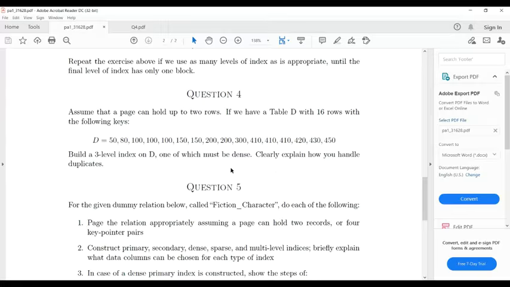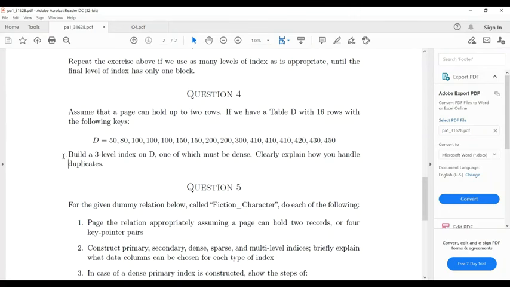Now we will first map this table, which consists of 16 rows, to pages. And according to the question, a page can hold up to 2 rows. So the first page, for example, will contain 50, 80, and so on.